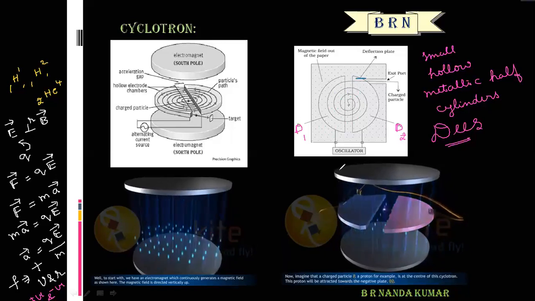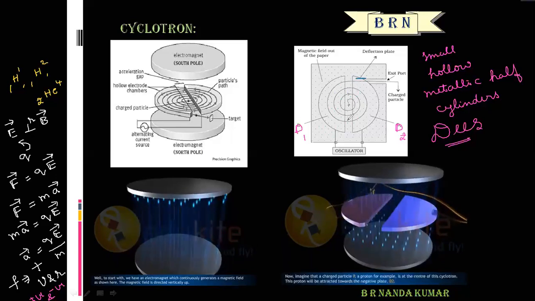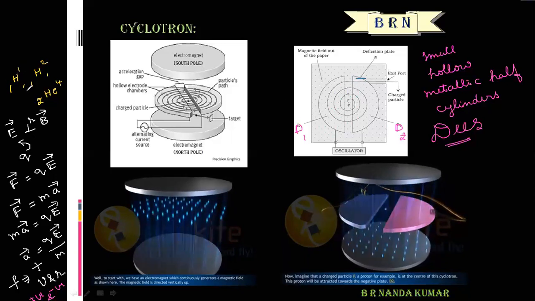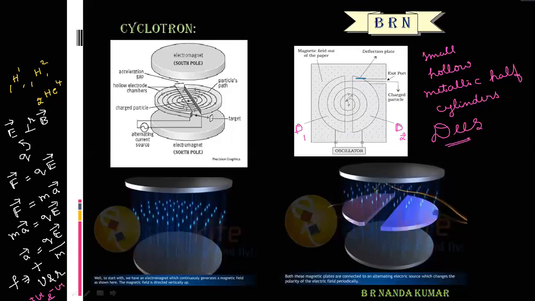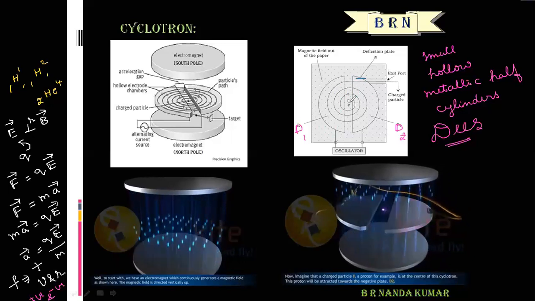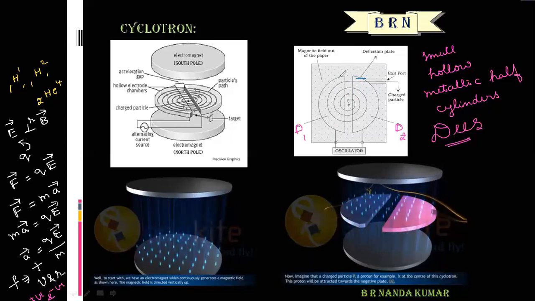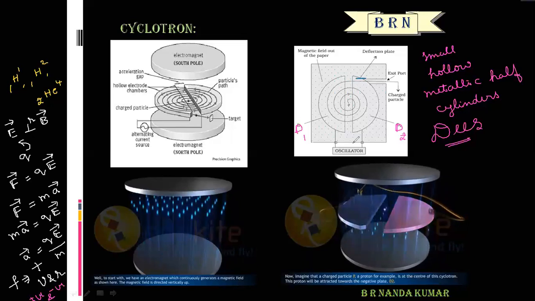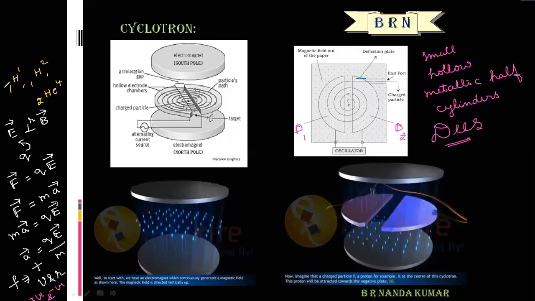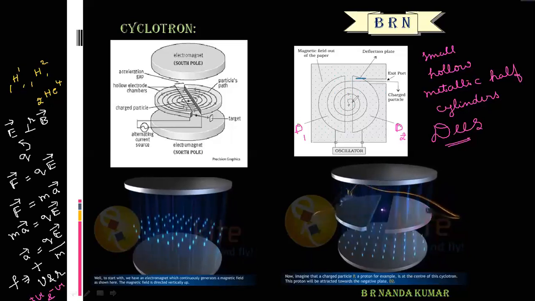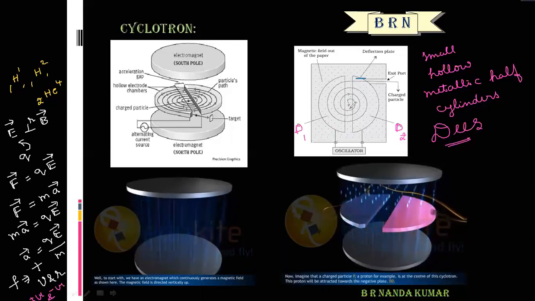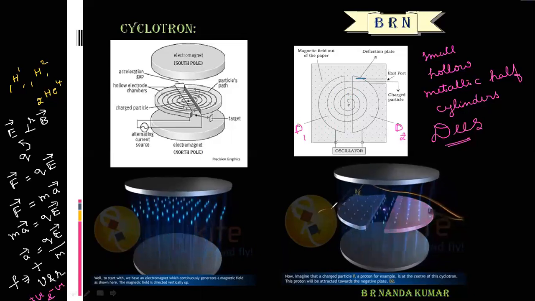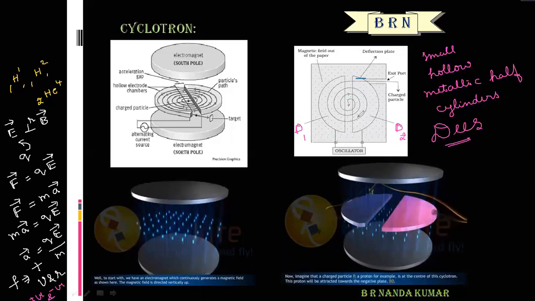So a charged particle like proton is to be accelerated. A charged particle, for example, what is this? A proton. This is to be accelerated, and it is injected into the D's near the center in a plane that is perpendicular to the uniform magnetic field. A positively charged particle like proton, that means 1H1, is injected into the D's near the center in a plane that is perpendicular to the uniform magnetic field.